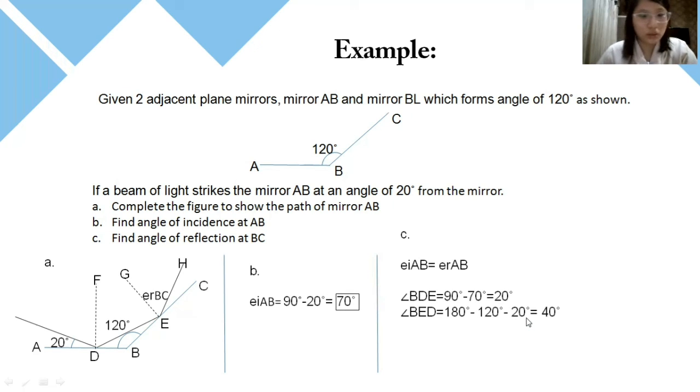After that, we can find the angle of incidence at BC by subtracting 40 degrees from 90 degrees and get 50. Since the angle of incidence and reflection in a plane are equal, then the angle of reflection at BC is also 50 degrees.